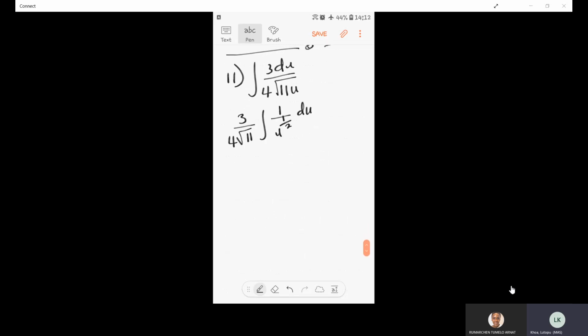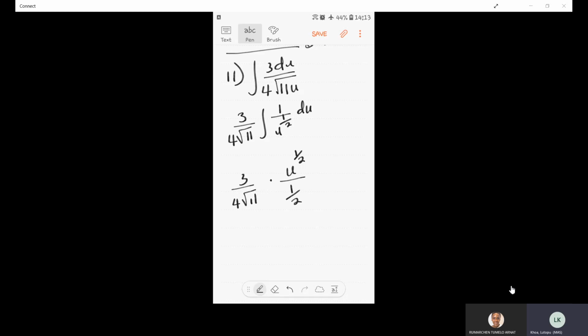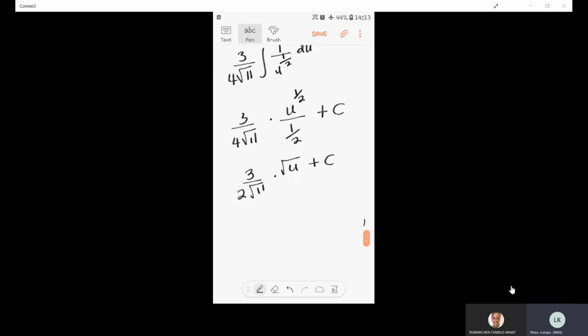Okay, then when I integrate this, I can rewrite this as u to the power of minus half. Then I will add 1 to half and then divide by a half. So I have 3 over 4 square root of 11 times u to the power of a half divided by a half plus c. So this is 3 over 2 square root 11 times the square root of u plus c. So that is how you would leave it.